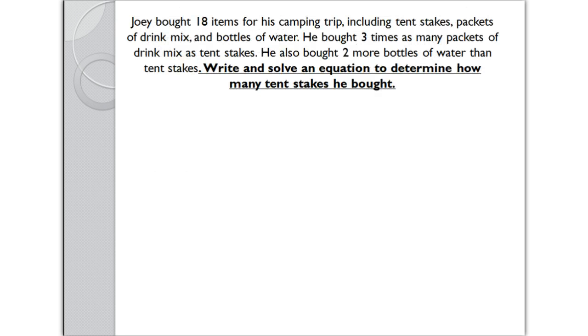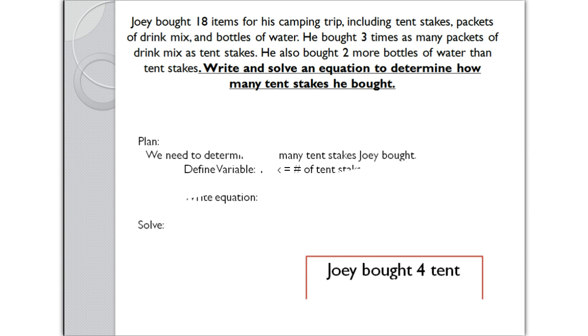Alright, so now I want you to take a second to try this problem out on your own. Read through it and see if you can set up an equation and solve for the number of tent stakes that Joey bought. So here is what my plan looked like. I figured out we needed to determine how many tent stakes Joey bought. So I let my variable x equal number of tent stakes.